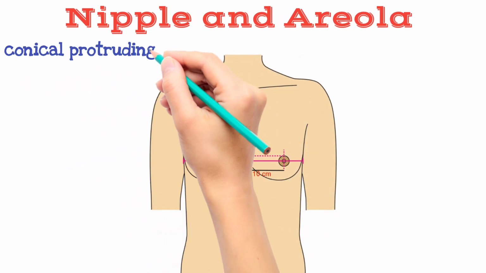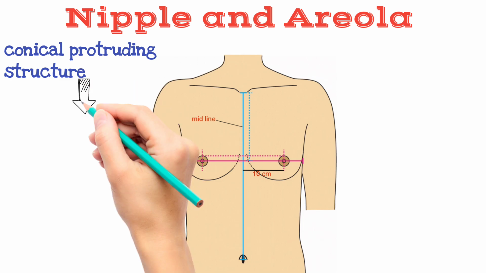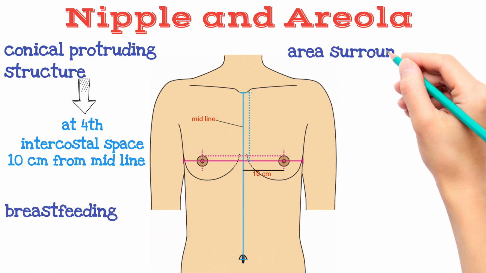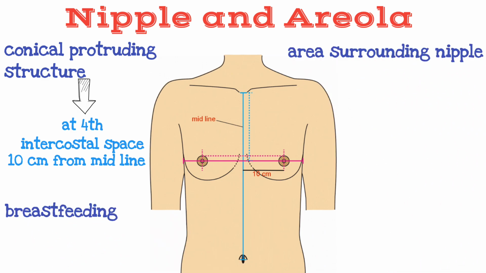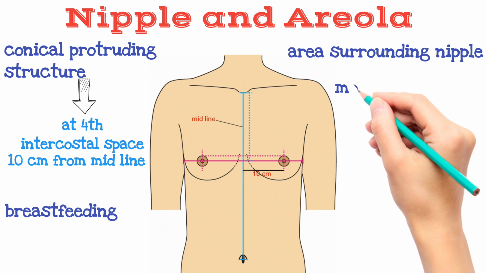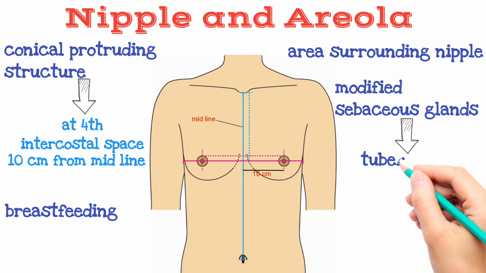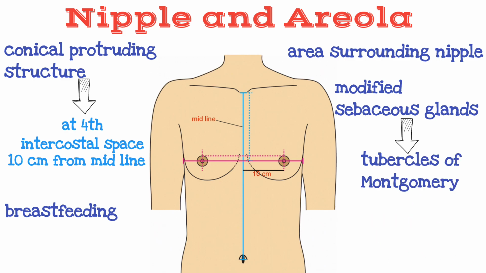Nipple and areola. The nipple is a conical protruding structure at the center of the breast, at the level of the 4th intercostal space, and 10 cm from the midline. The nipple is capable of becoming erect, which is important for breastfeeding. The nipple is surrounded by a pigmented, circular area of skin called the areola. The areola contains modified sebaceous glands, which become enlarged during pregnancy and lactation to form raised tubercles of Montgomery. Oil secretion of these glands lubricates the nipple and areola, and prevents them from cracking during breastfeeding.